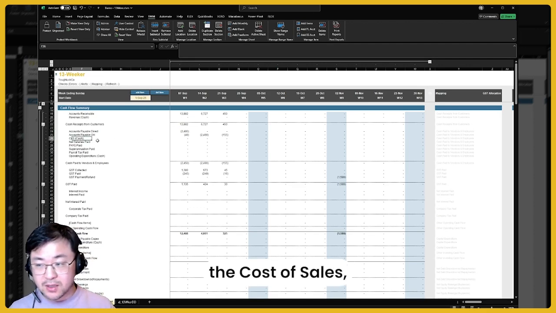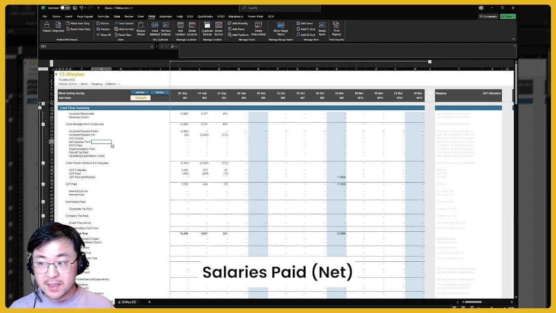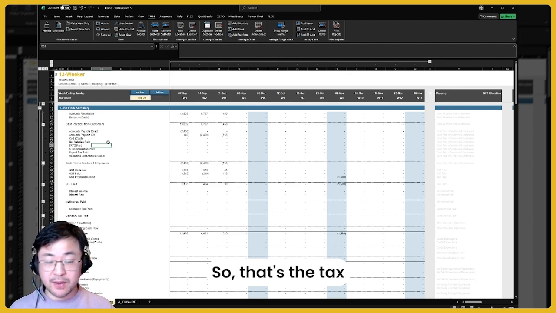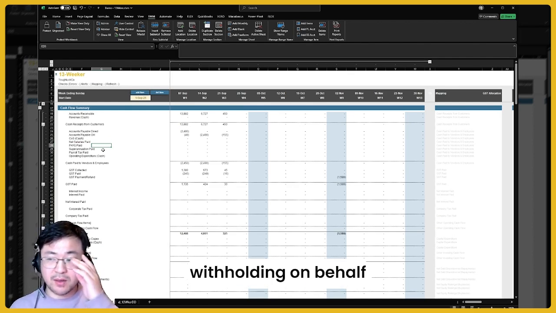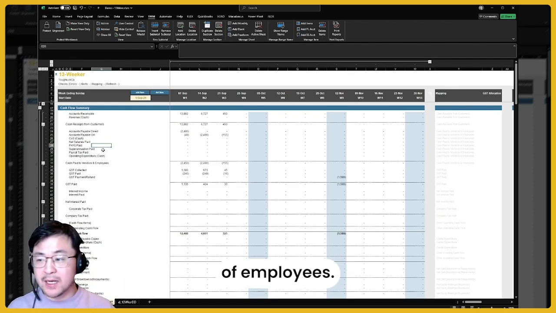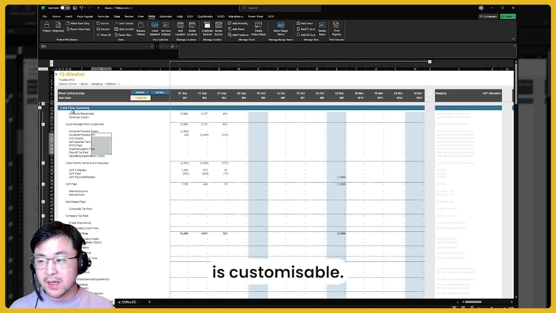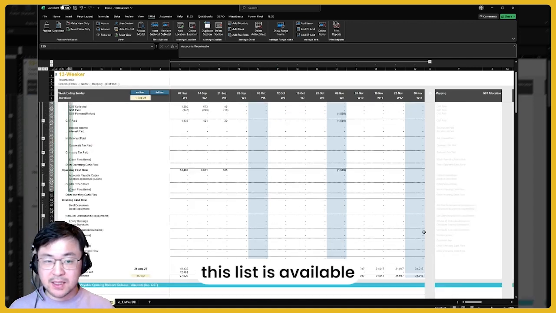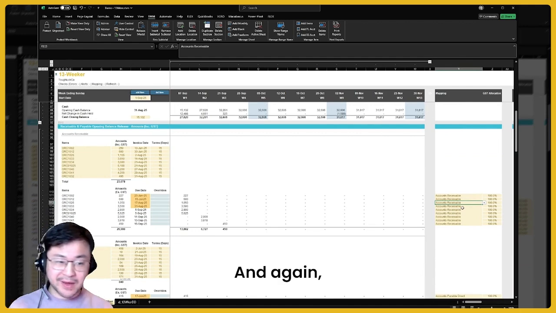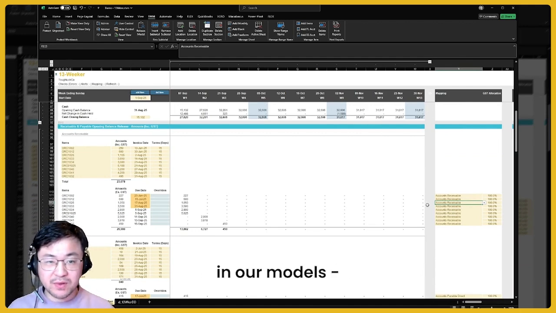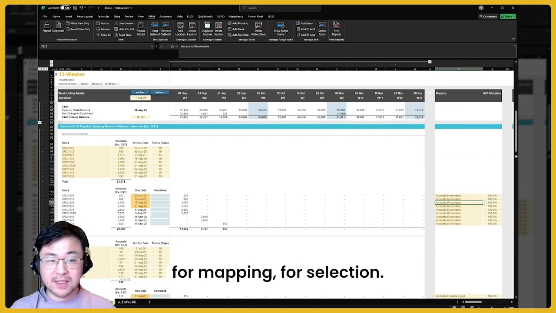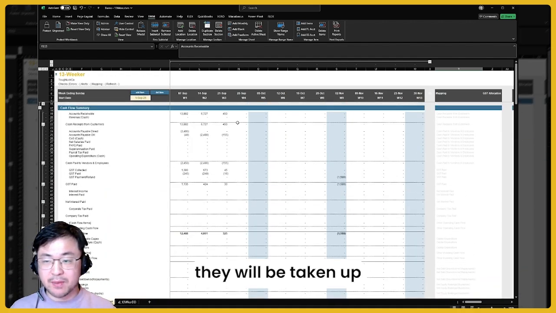Then there's the cost of sales, salaries paid net, any pay-as-you-go withholding, so that's the tax withholding on behalf of employees. Super, payroll. All of this stuff is customizable. Whatever is in this list is available for mapping, and again, mapping is crucial in our models. Wherever you map the line item, it will be taken up in the respective category.